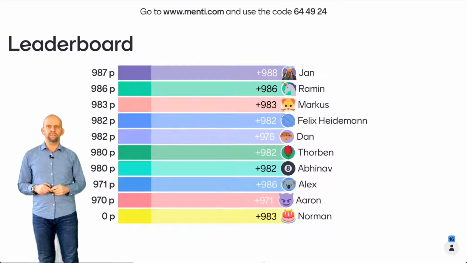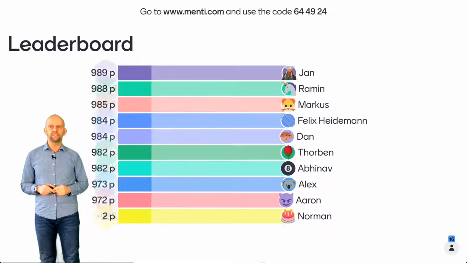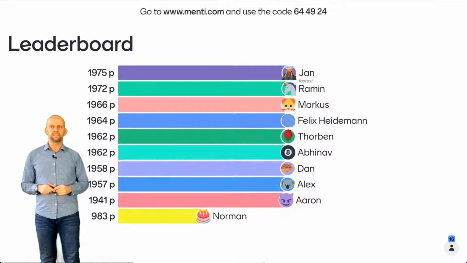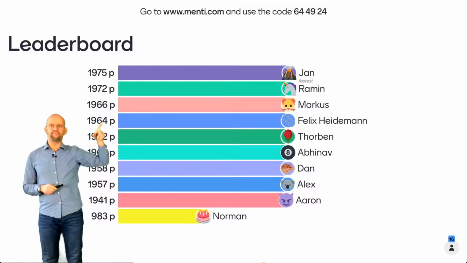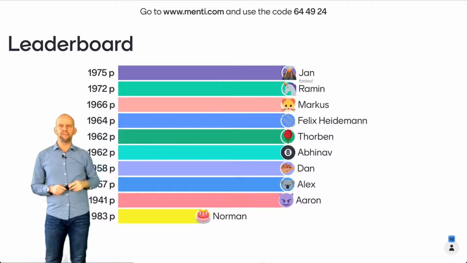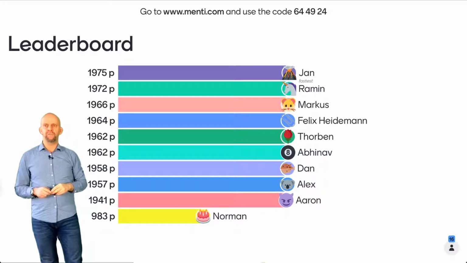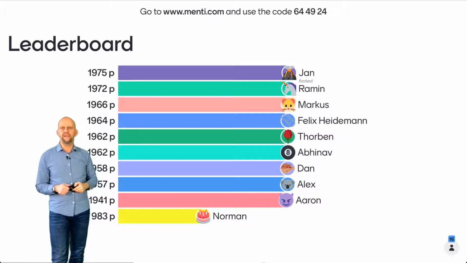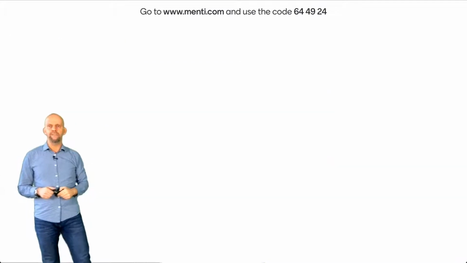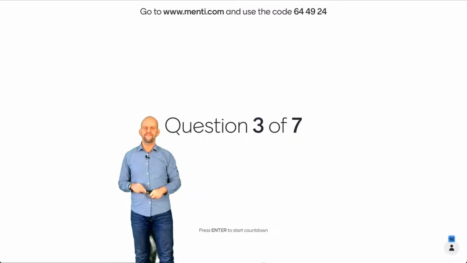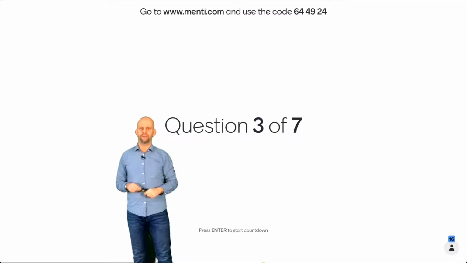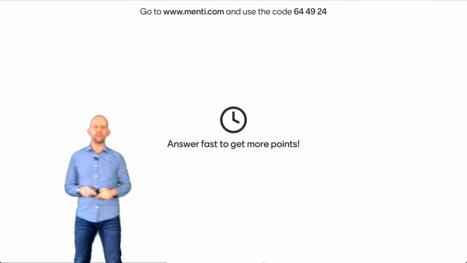Jan, Ramin. Oh, Jan was quick. Oh, it's all very close. 3 points ahead of Ramin and 9 points ahead of Markus. Only 11 before Felix, Torben, Abhinav, Dan. There's Dan. And Aaron is there. Oh, Aaron is there. That's great. The purple Aaron. Let's see. Next question.